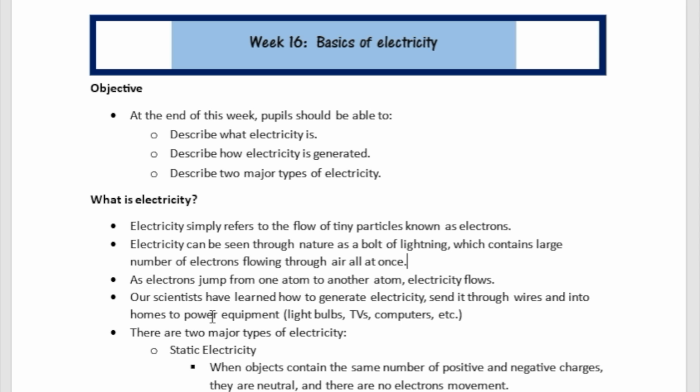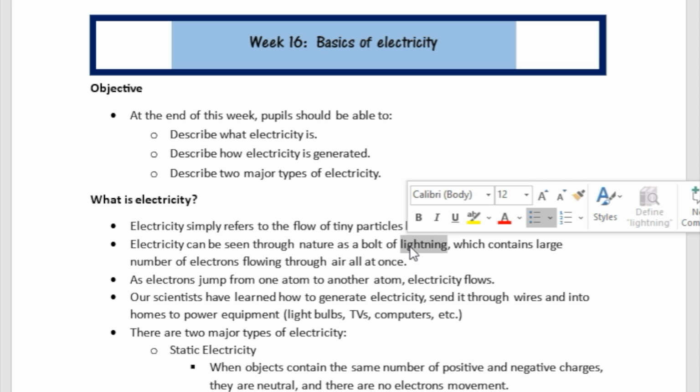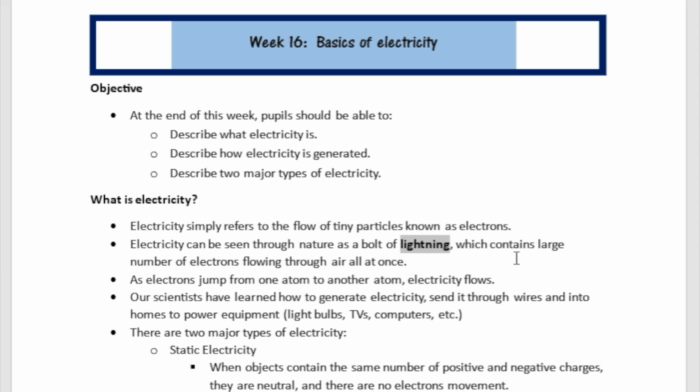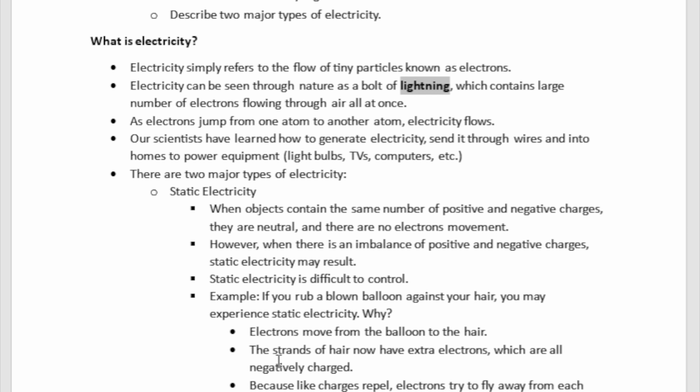Now, electricity can be seen in nature as lightning, like bolts of lightning, which contain large numbers of electrons flowing through air all at once. Or electricity may be controlled as it jumps from one atom to another, like jumping through wires to power TVs and computers. Well, there are two major types of electricity.